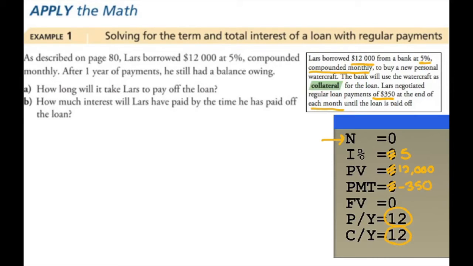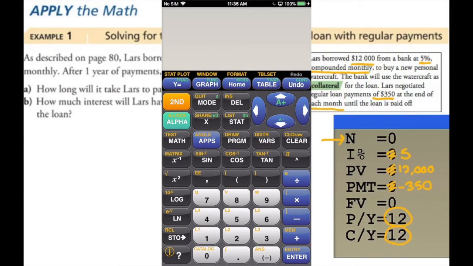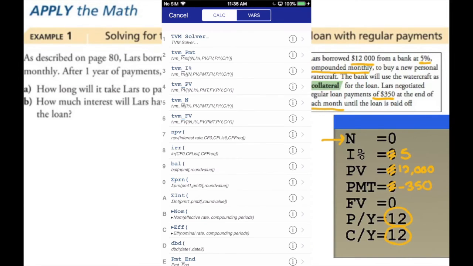Flipping over to the graphing calculator to enter this. We will replace everything with what we need. Exit out. Go back into the finance app. TVMN, because we're finding how many payments we need.